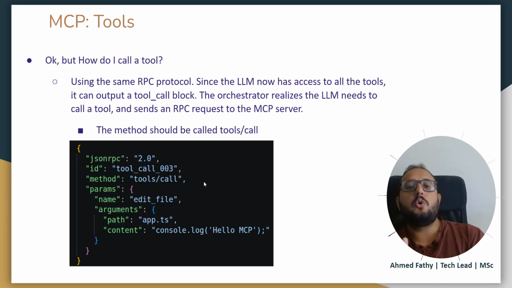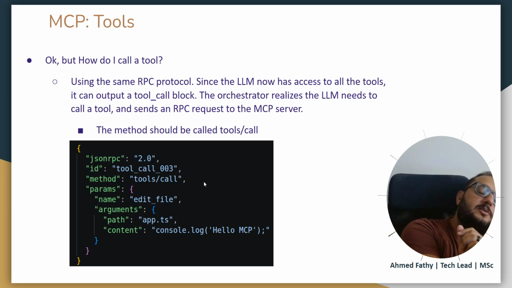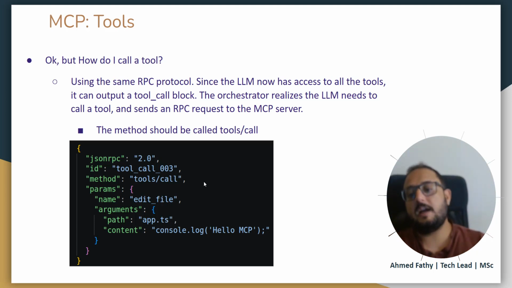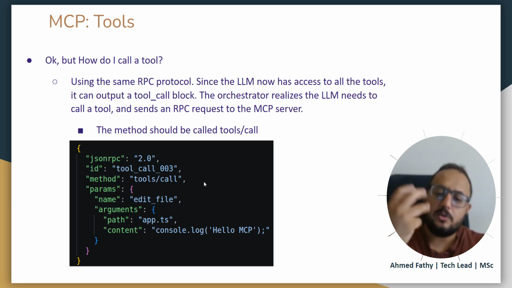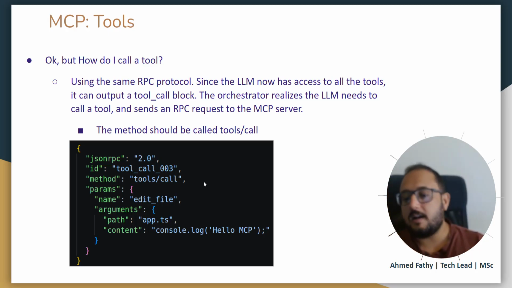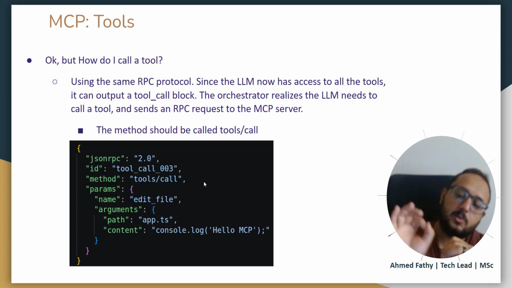Okay, but how do I call a tool? Using the same RPC protocol, you can also request the server to call a tool for you. Since the LLM now has access to all the tools, it can output a standard tool call block, and then the orchestrator might read the response of the LLM and realize that the LLM needs to call a tool, and then it can send an RPC request to the MCP server again.